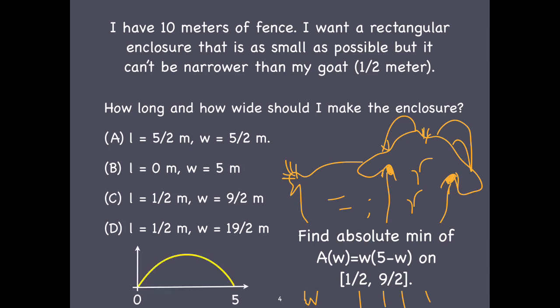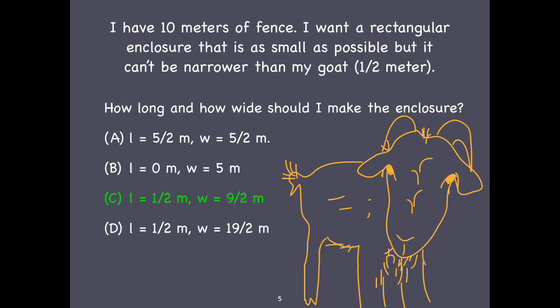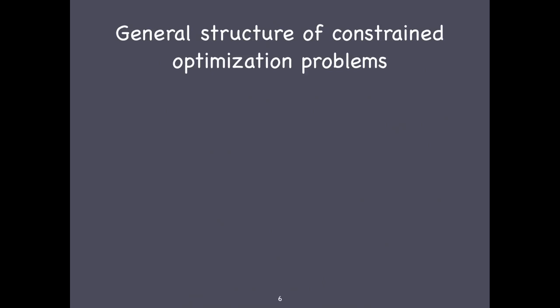Okay, so this is what the function looks like, but we have to chop it off at 1/2 and 9/2. And just looking at this visually, clearly the lowest values are at the endpoints. So the answer to this problem is going to be L is 1/2 and W is 9/2. So let's go through just what the general structure of this problem is, and as I go through that, I'll give you the work behind the calculations in the previous example.